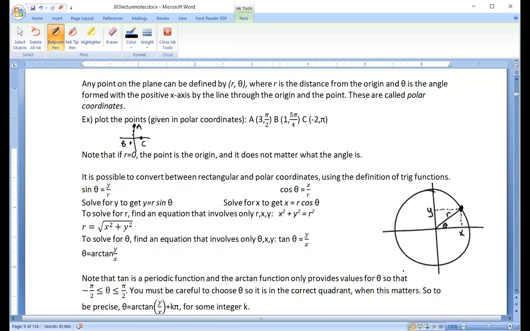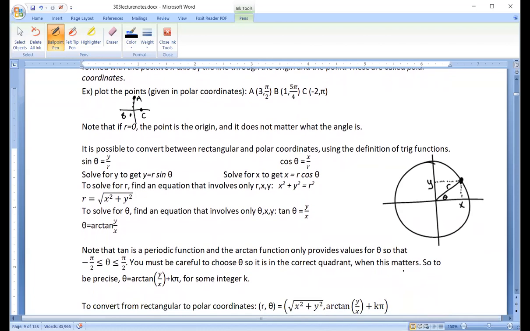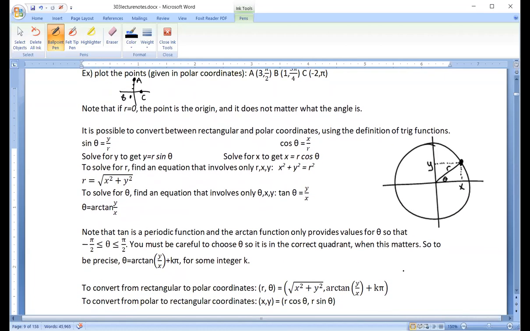One small comment is that you should recognize that tan is a periodic function, and arctan only gives you values for theta from negative pi over 2 to pi over 2. That's obviously not necessarily the case for every theta you might deal with. So the technical definition is that theta equals arctan y over x plus k pi for some integer k. But in a given scenario, if it's important, just double check what your angle theta is supposed to be. Okay. So put it all together, here's the formula.